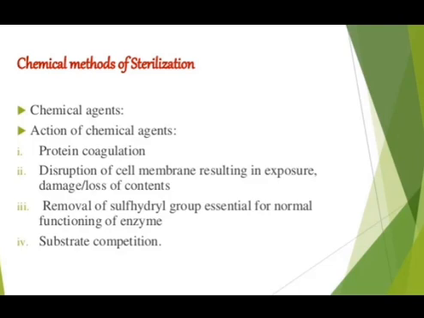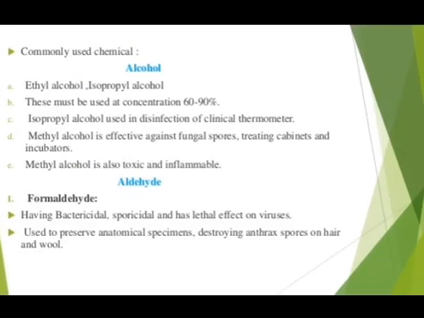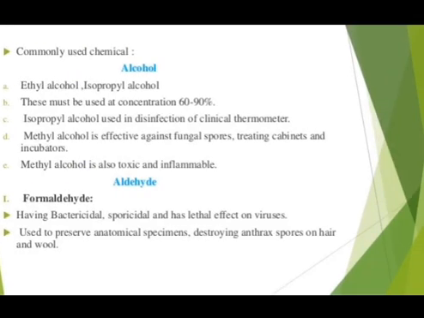Chemical methods of sterilization. The chemical agents we use act through protein coagulation, disruption of the cell membrane resulting in exposure, damage, or loss of contents, and removal of the sulfur group essential for the normal functioning of enzymes, and substrate competition. Commonly used chemicals are alcohols: ethyl alcohol and isopropyl alcohol. They must be used at a concentration of 60 to 90%.